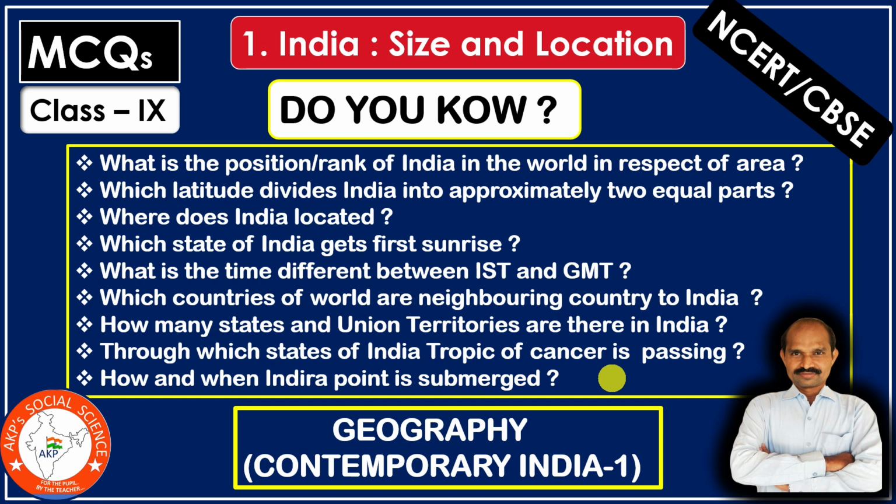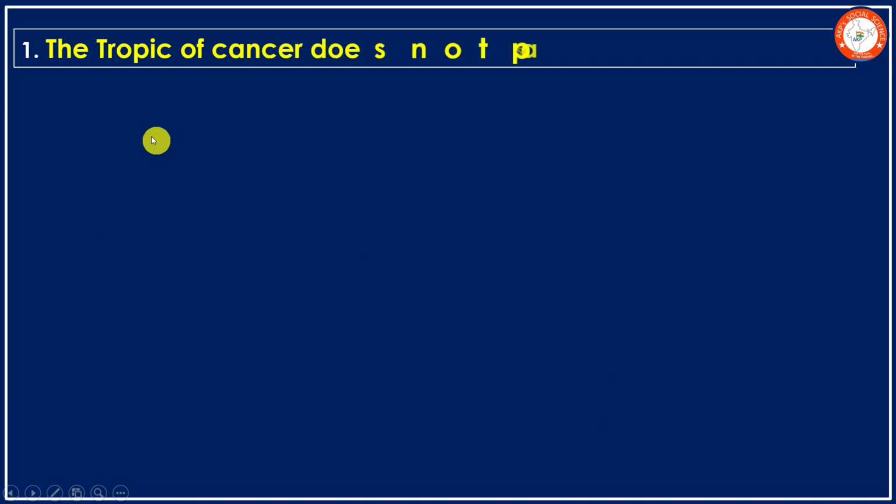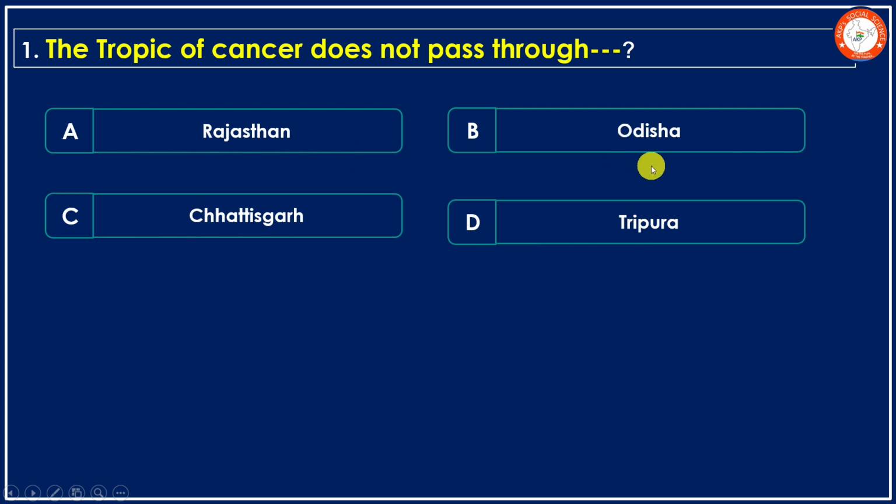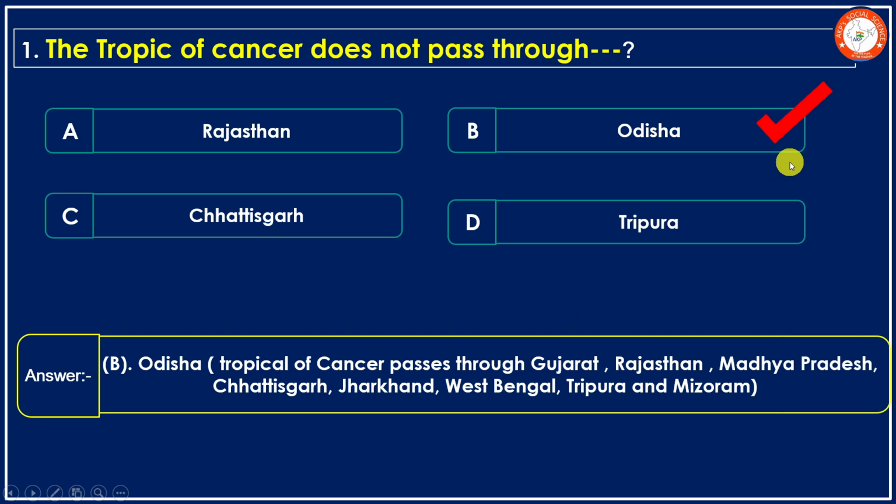Let's start the video. The Tropic of Cancer does not pass through Rajasthan, Odisha, Chhattisgarh, Tripura. The correct answer is Odisha. The Tropic of Cancer passes through Gujarat, Rajasthan, Madhya Pradesh, Chhattisgarh, Jharkhand, West Bengal, Tripura and Mizoram, 8 states of India.